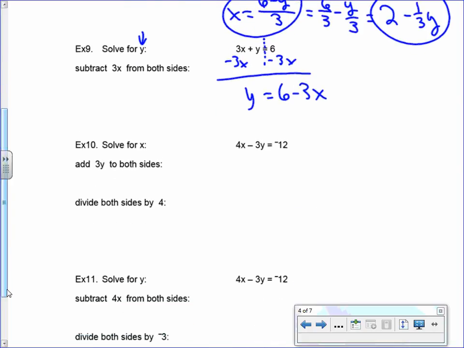Okay, number 10, we're going to solve for x. All right? So we don't want to start by dividing by 4. We want to get rid of anything that's added or subtracted first, just like we do when there's all numbers. So you get rid of the 3y by adding the whole thing. 3y, just like that.